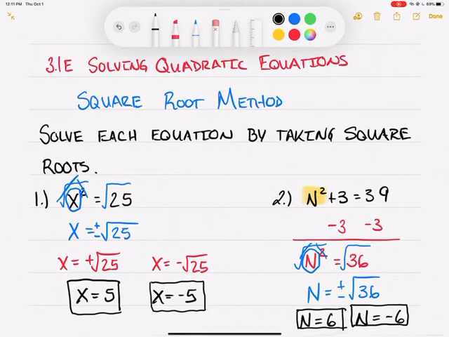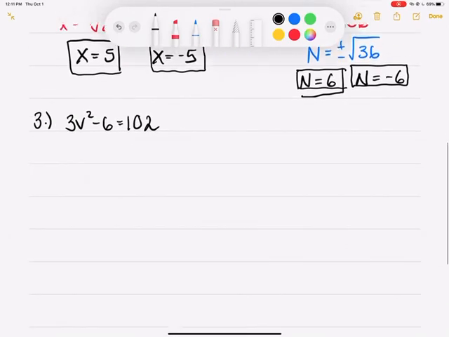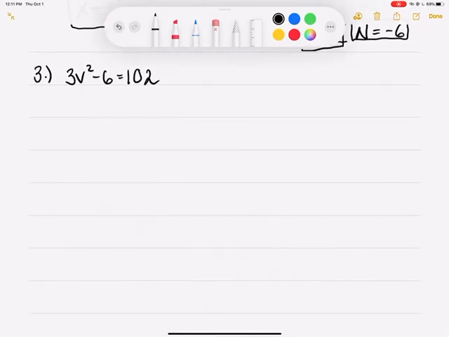Let's look at one more example. In example 3, I have 3v squared minus 6 equals 102. My goal is to get v squared by itself. So to do that, I need to move the 3 and the negative 6. I'm going to move the negative 6 first by adding 6 to both sides. When I add 6 to both sides, I'm left with 3v squared equals 108.